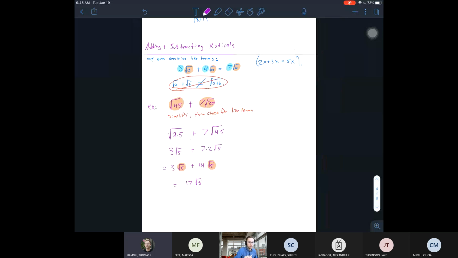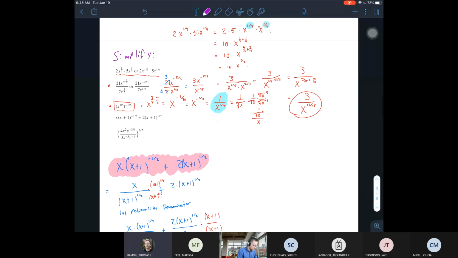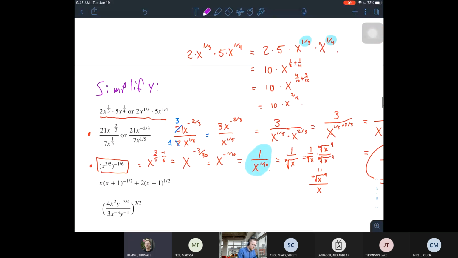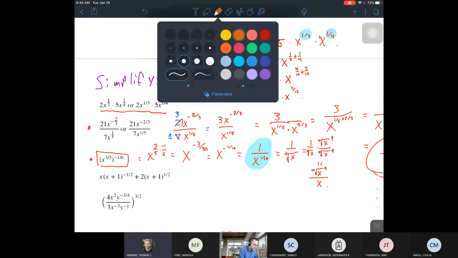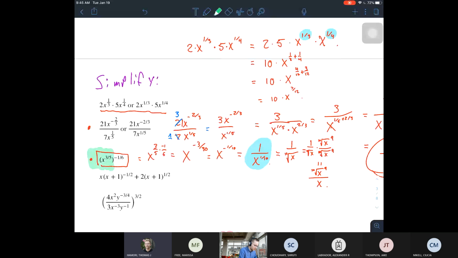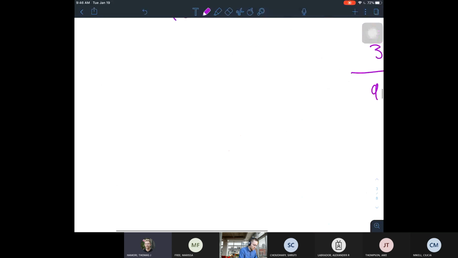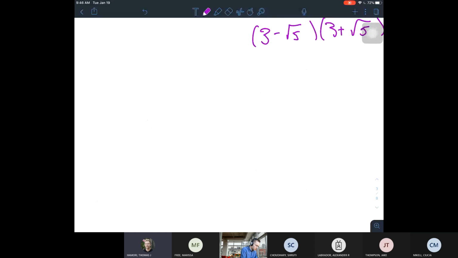All right, Jake, are you still here? You wanted to see how we simplify one of these guys up here? Is it this green one here in the red box that you wanted to see? Yes, okay, great. So let me find some space. It's x to the 3/5, to the negative 1/6.